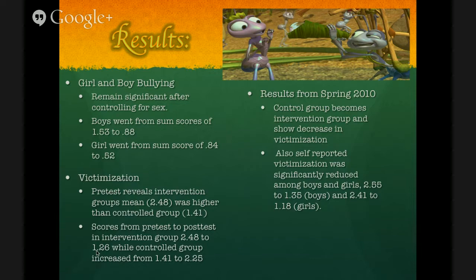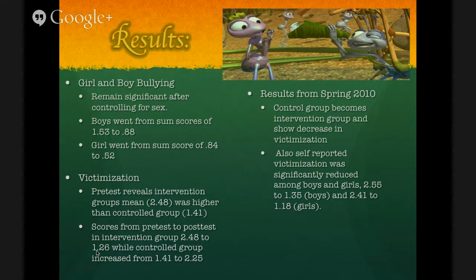Victimization also for the first intervention group, the fall 2009. Pretest revealed intervention group means of 2.58 was higher than the control group, 1.41. However, through the intervention, we see that their scores decrease. The scores from pre-test to post-test in the intervention group went from 2.48 to 1.26, while the control group actually increased from 1.41 to 2.25.